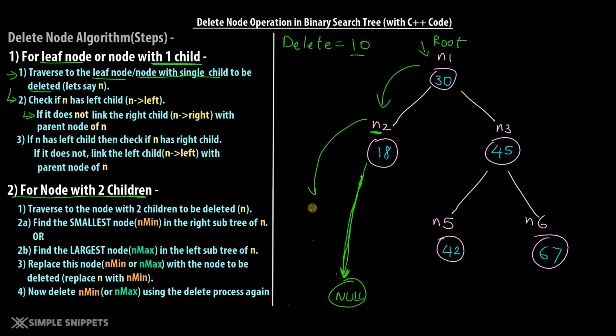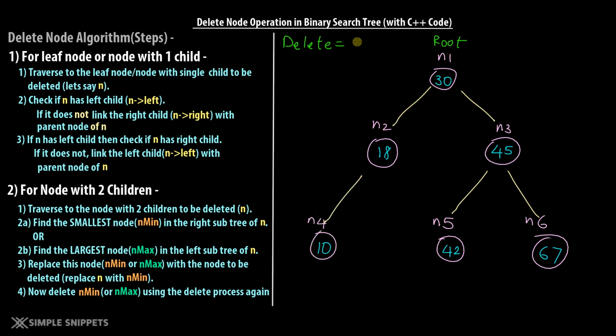Okay. So basically what we did is we made n2's left as null. You can see n2's left was n4, but we linked n2 to a null value now. So essentially you have deleted n4. Okay. So if things are a little confusing, now let's see how you can delete a node with one child.